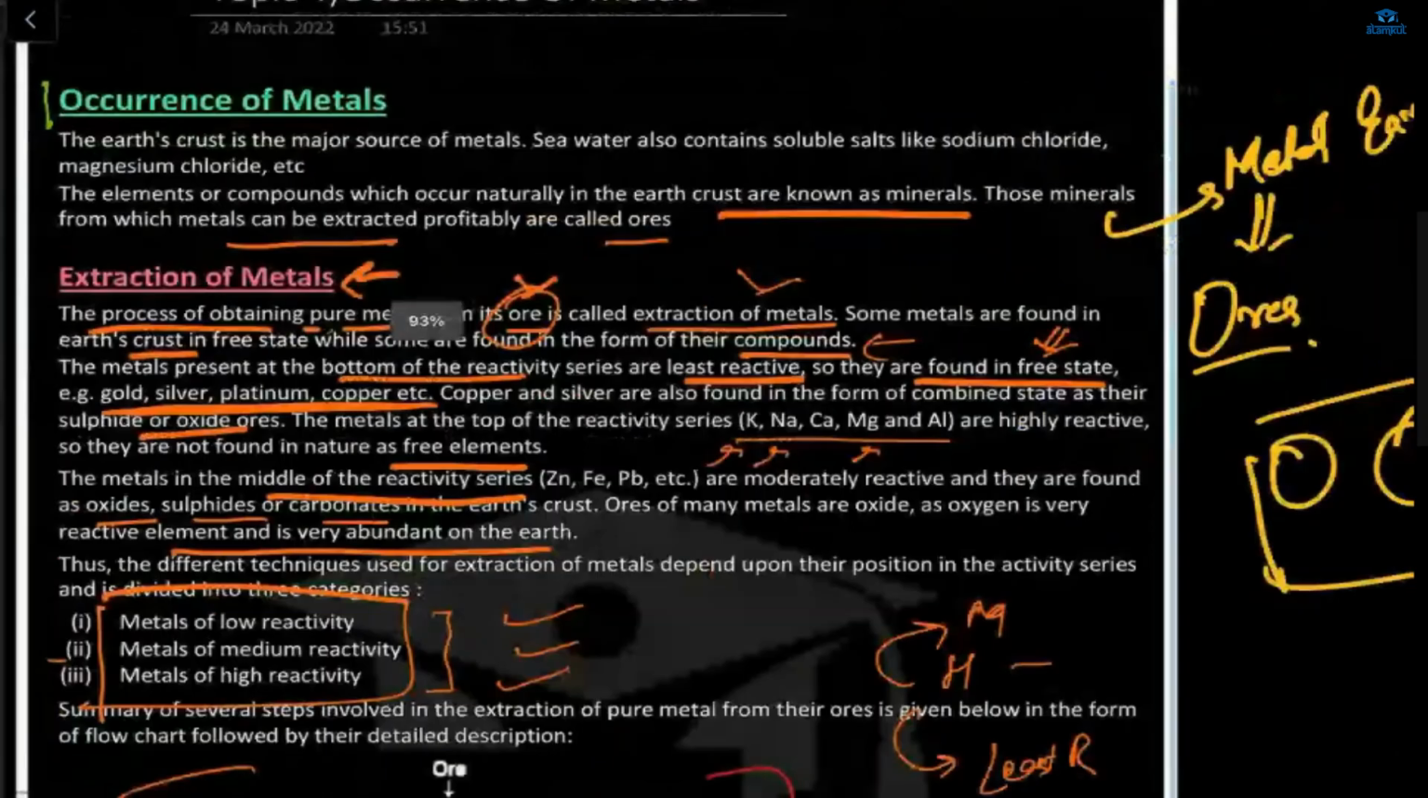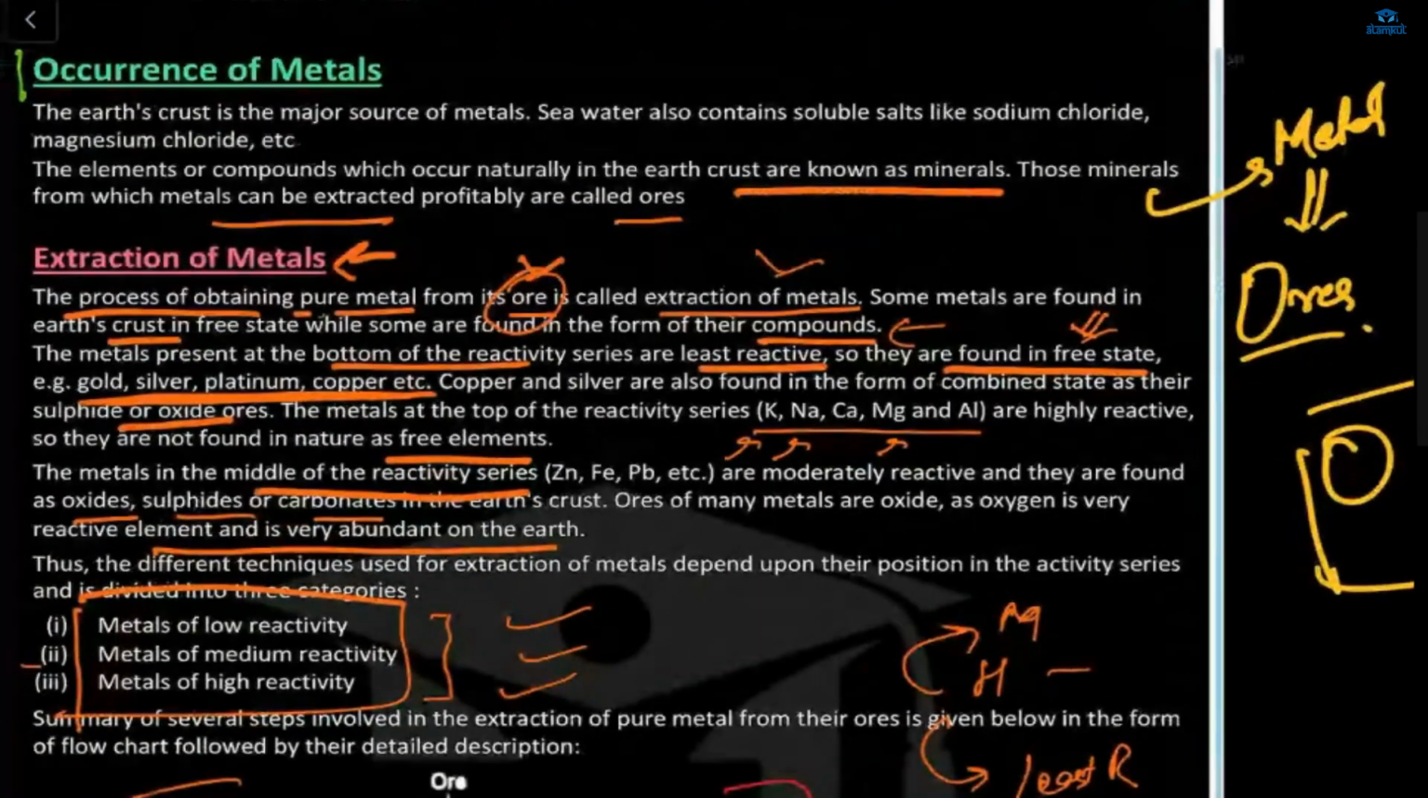Occurrence of metals हम लोगों ने discuss किया. What is occurrence of metals? The earth crust is a major source of metals, है ना, so the elements or the compounds, compounds means it's a mixture, है ना, so compounds or the elements which occur naturally in the earth crust, that is known as the minerals. And the minerals from which the metals can be extracted are called ores. जिस mineral से हम लोग easily metals को ले सकते हैं उसको बोलते हैं ores. ठीक है, our elements or compounds which we are getting naturally from the earth crust, those are known as minerals.